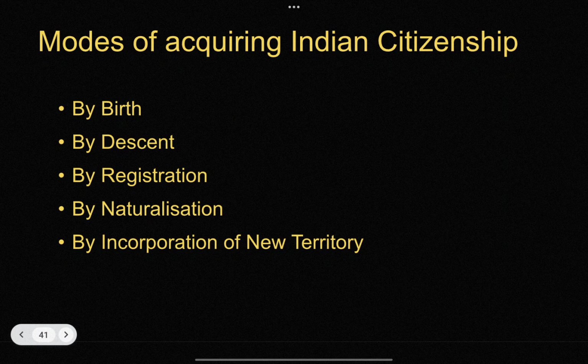Fifth one, by incorporation of a new territory. When a new territory is acquired by India, its people are offered Indian citizenship. And if they accept, the government of India is bound to give them Indian citizenship. Examples are Puducherry and Sikkim.